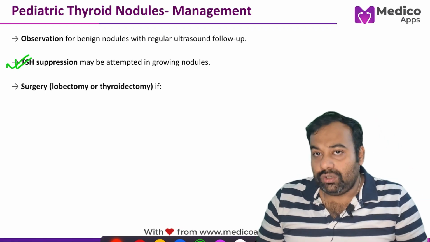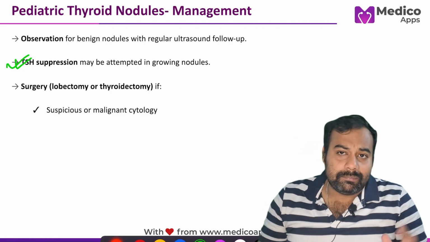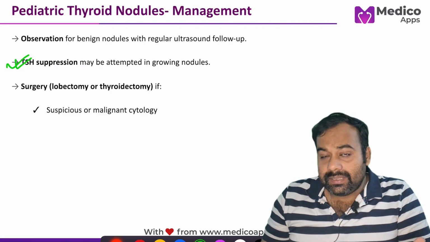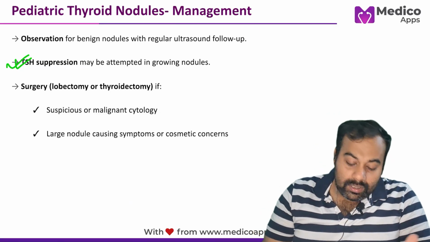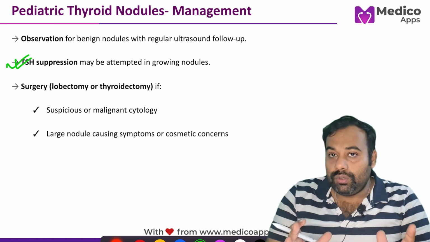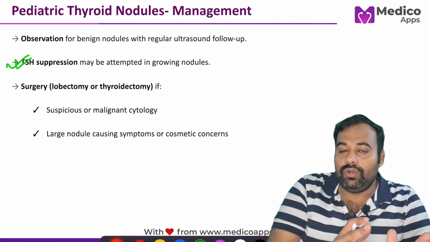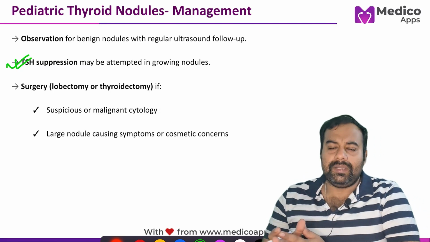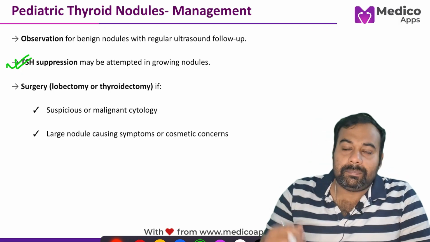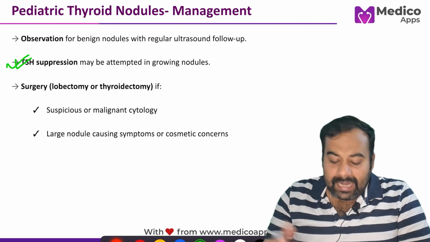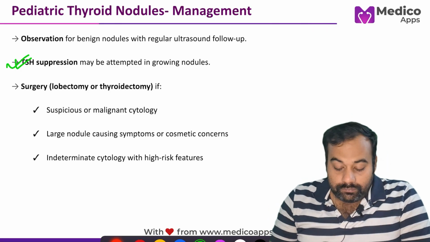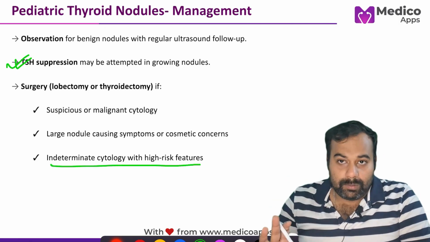Surgery, like the lobectomy or the thyroidectomy, is basically required if there are suspicious features seen in the cytology, or any malignant cytology report, or there is a large nodule with some amount of compressive symptoms, or there is a cosmetic concern of the patient or the parent side. In that case also you need to go for the surgery. And indeterminate cytology with high risk features is also going to be important.